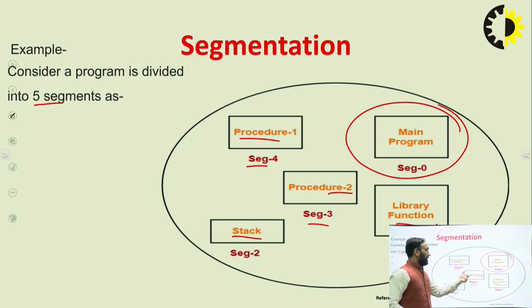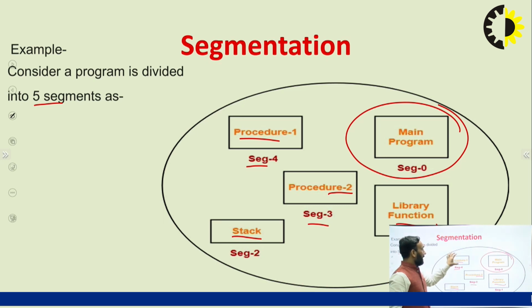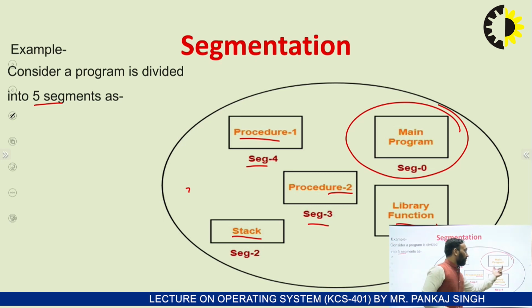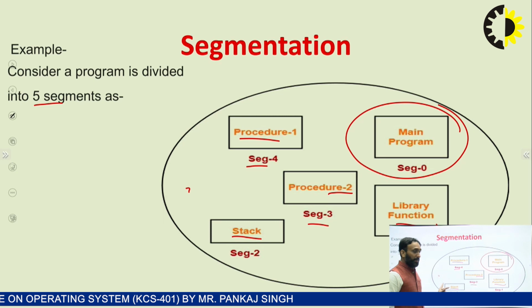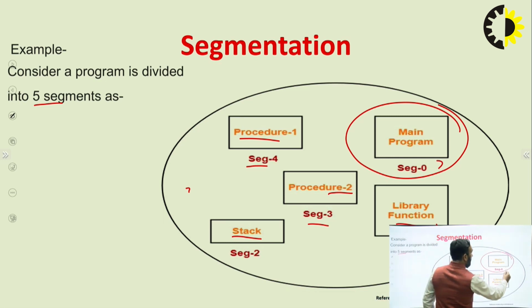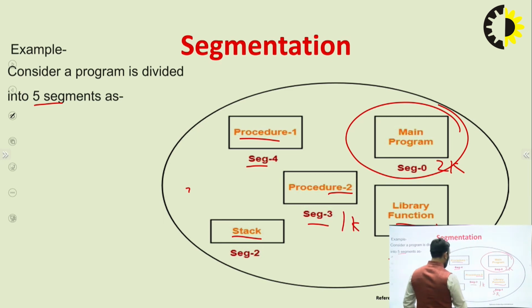All the procedures related to procedure 1 will lie in segment 4. Similarly, all the procedures related to procedure 2 will lie in segment 3, and all the functions related to the main program will lie in segment 0. As I said in a previous PPT, the size of these segments will vary. That is not fixed as in paging. It may be 2K, 5K, 1K, 2K, or 1K.